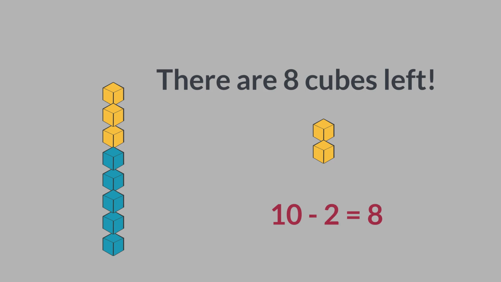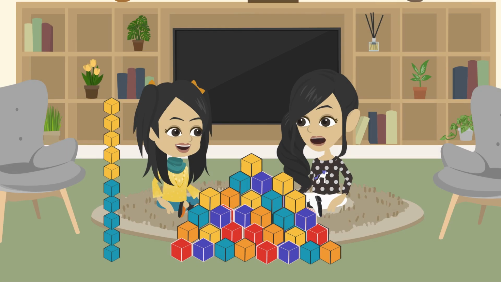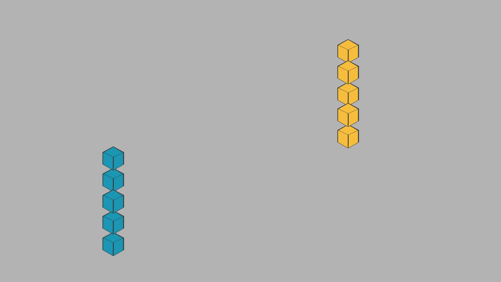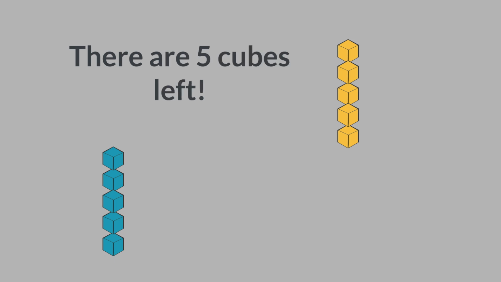Let's try another one. Here's the challenge, Mina. Start with all 10 cubes, and now remove the 5 yellow cubes. How many cubes are left? Okay, now if I remove 5 yellow cubes, then the blue cubes are left. 1, 2, 3, 4, 5. There are 5 cubes left. Exactly. 10 minus 5 is equal to 5. Let's keep going.